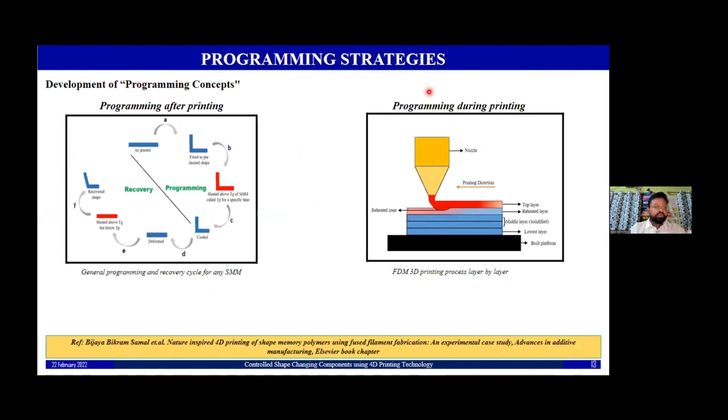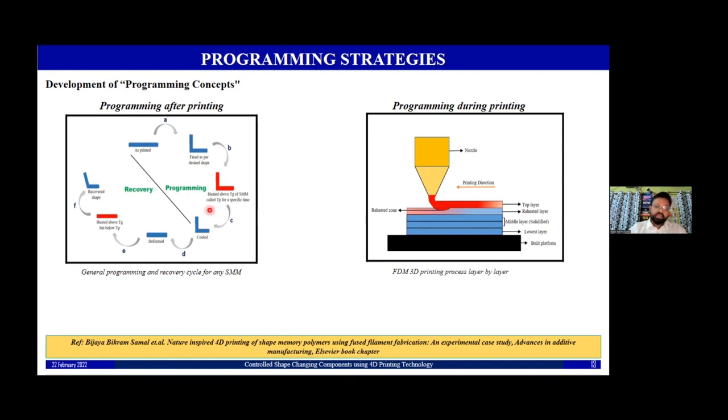Here we have two programming concepts. These concepts are based on a few things that I would like to discuss: the first one is programming after printing, and the other is programming during printing. Programming after printing is a general programming procedure for many kinds of thermoresponsive shape memory materials, like I just showed for the nickel titanium shape memory alloy.